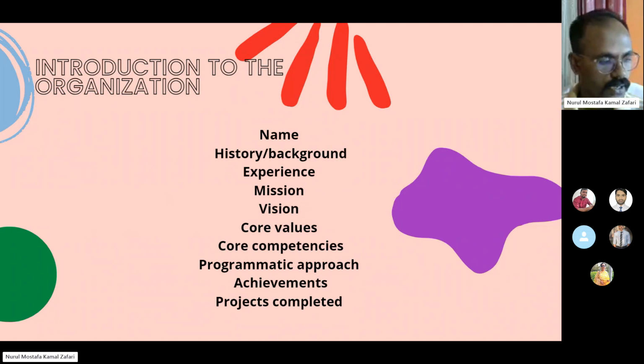One can put the name of the organization, a very brief history or background, experience, mission, vision, core values, core competencies, programmatic approach, achievements, and projects completed. One can also add how many donors they work with, and the budgetary figure or the size of the budget they have managed.